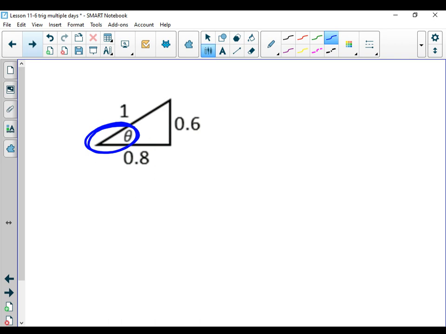Which makes 1 the hypotenuse. Savannah, label these. It's easier to do it if you label it. Which makes 0.6. Why is it so far away? It's the opposite. And 0.8, adjacent, next to.